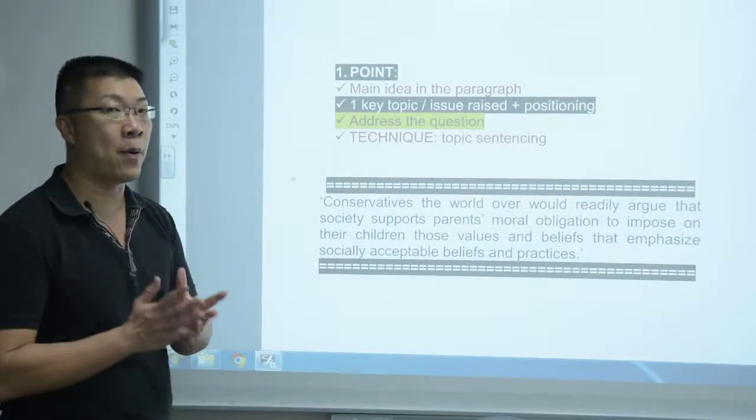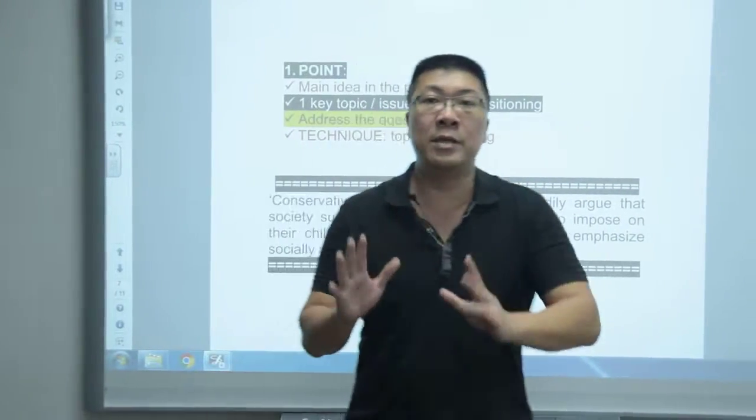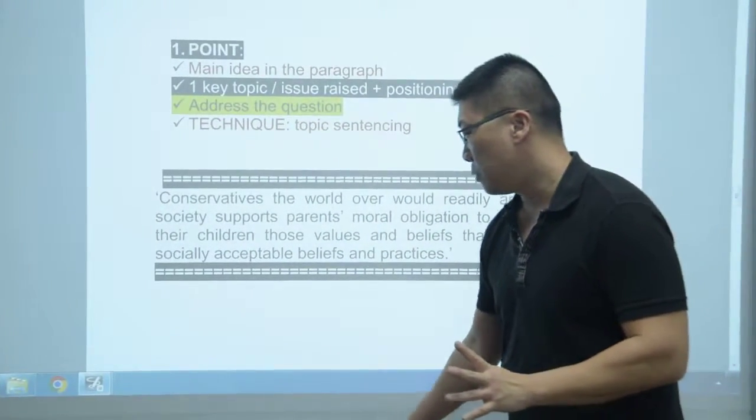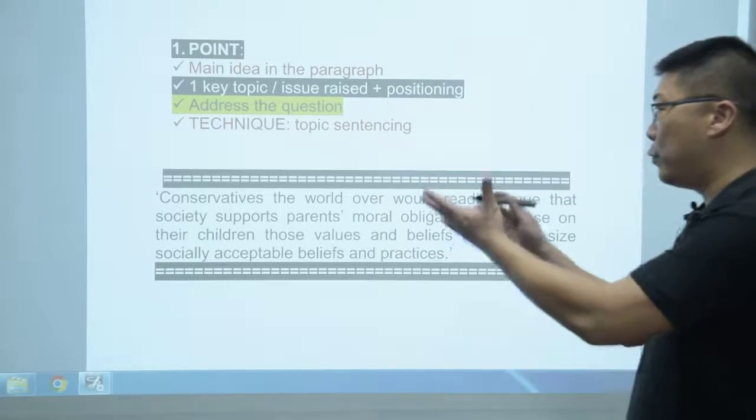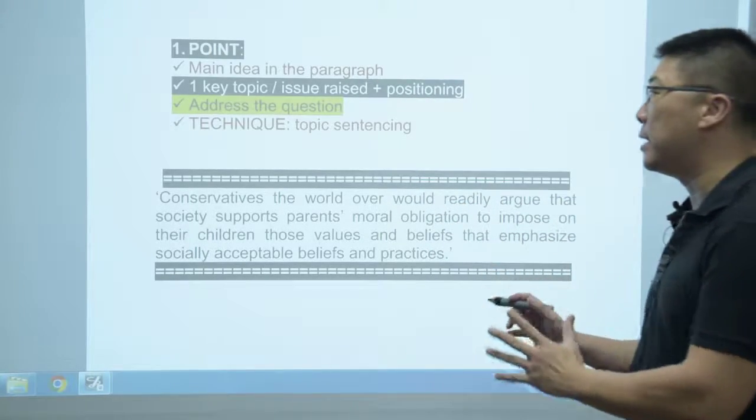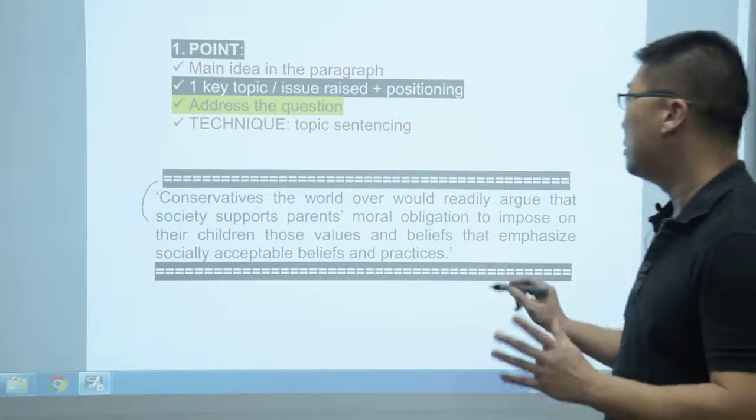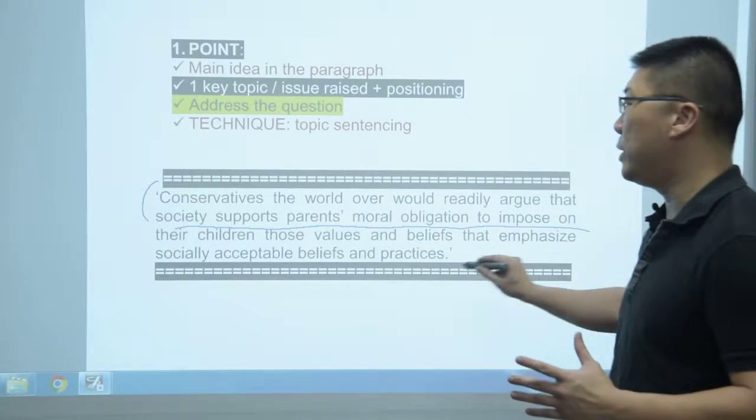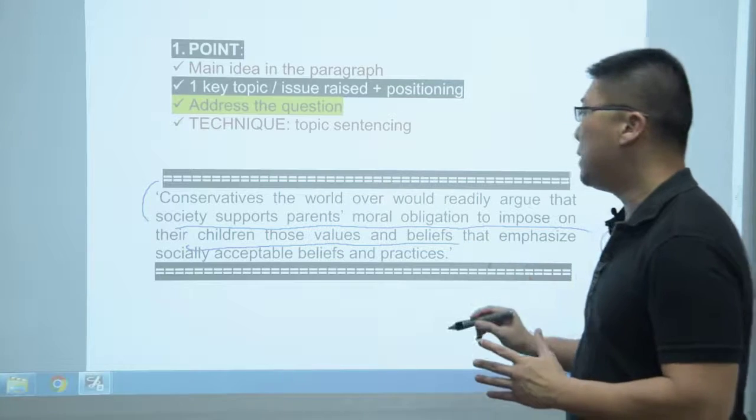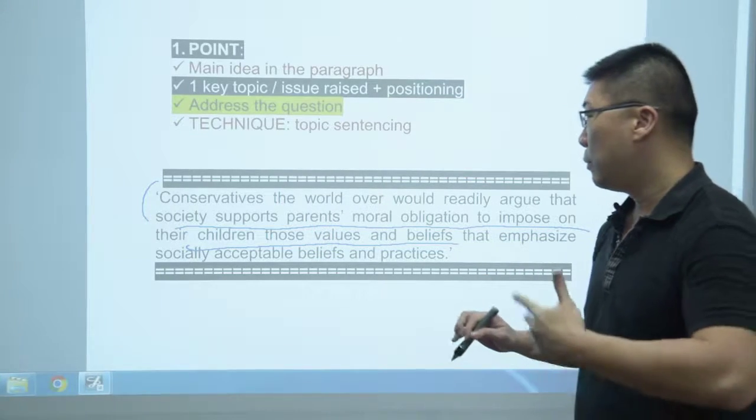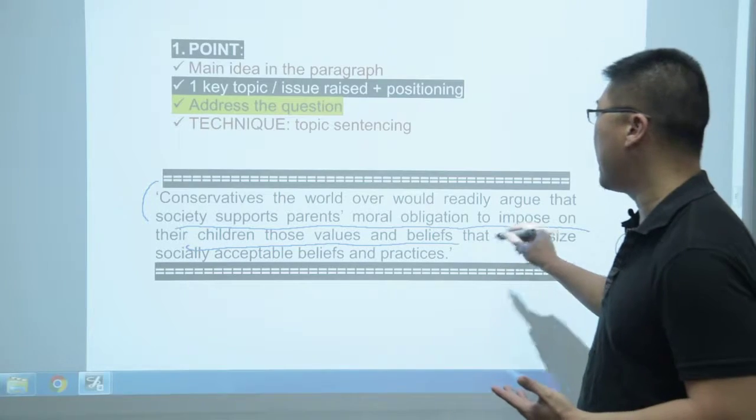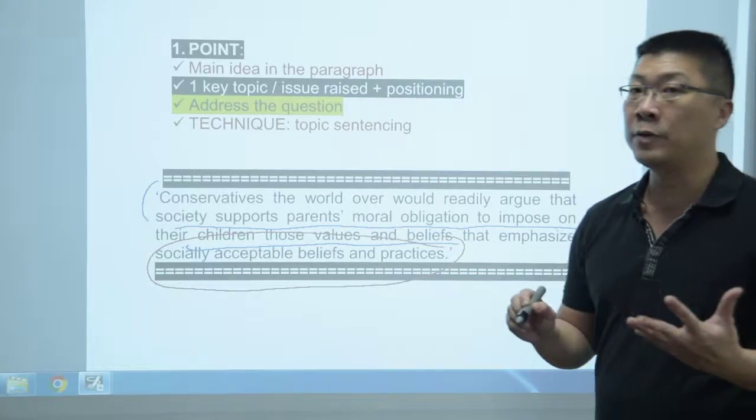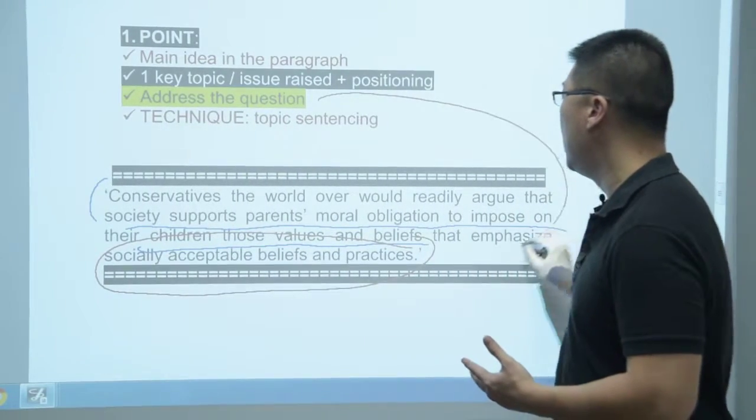Okay, so when you're working on the point or the topic sentence, the whole concept is to have a main issue or idea, and it should also address the question. So later on in our next lesson, we'll go in detail over here, but briefly, you notice that there are 2 parts to the topic sentence at least, right? Conservatives the world over would argue that society supports parents' moral obligation to impose their values and beliefs that emphasize socially acceptable beliefs and practices. So you notice the whole concept of socially acceptable beliefs and practices. Now this would actually be the portion where you are addressing the question.